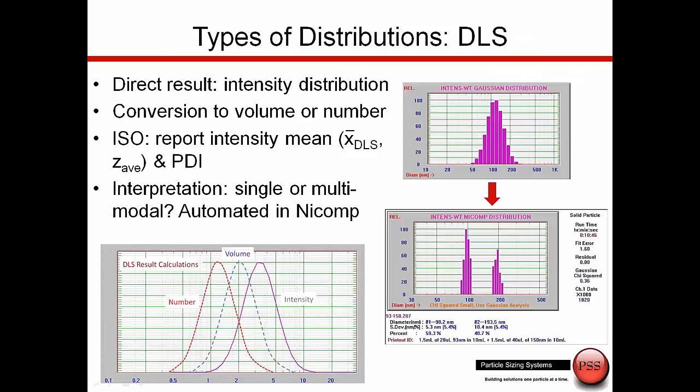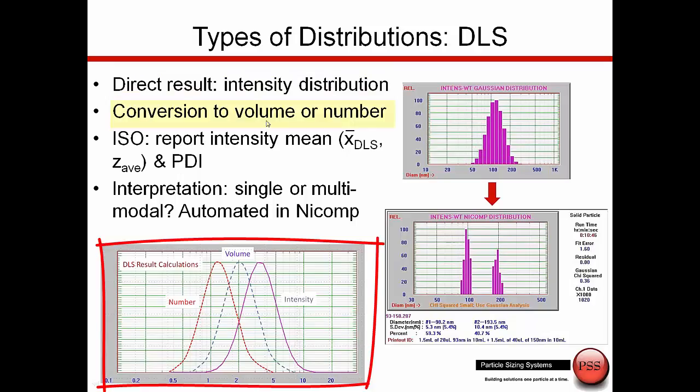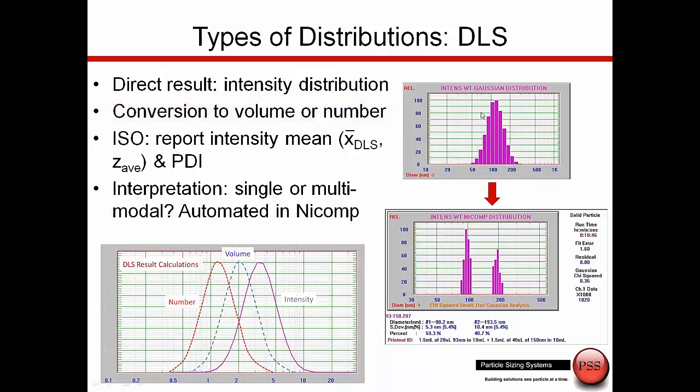analysis. When we look at results from dynamic light scattering, the result we generate is an intensity distribution. This is the particle size distribution based on the intensity scattering of the particles. And we could convert that to volume or number, but the basic results and the ones we should typically stick with is the intensity distribution.